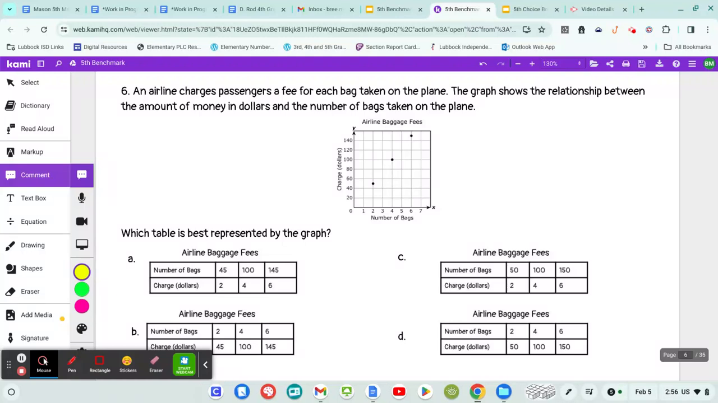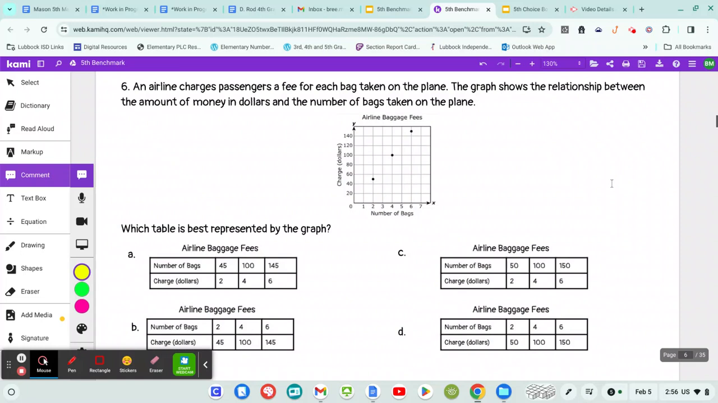Okay, this one, number 6. If you got number 6 wrong, it might be because it looks like a lot, and it's really not a lot. It's kind of a lot to look at, right? We have this graph, then we have all these tables we need to analyze. On problems like these, just take your time, okay? Take your time with these.